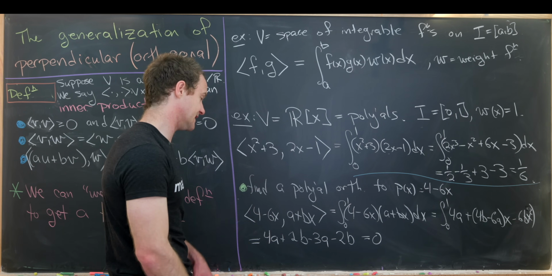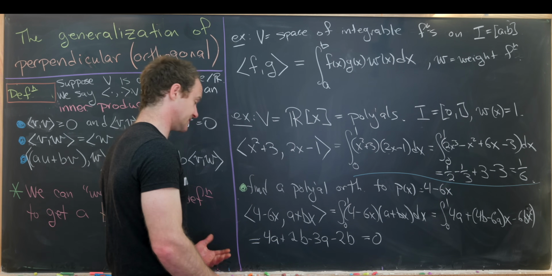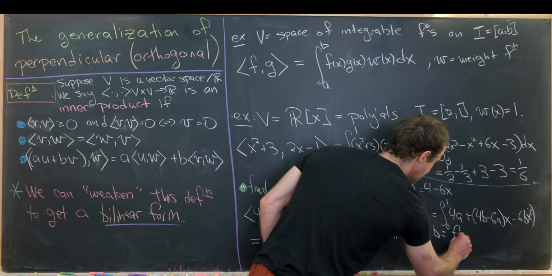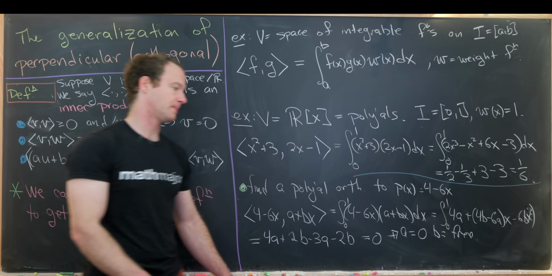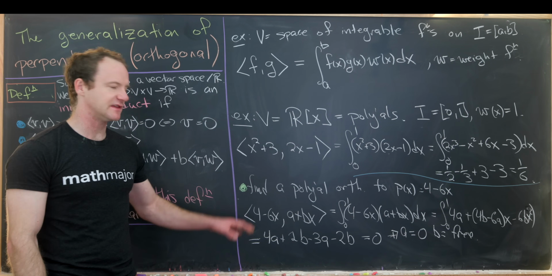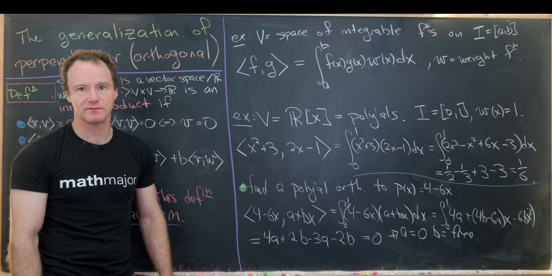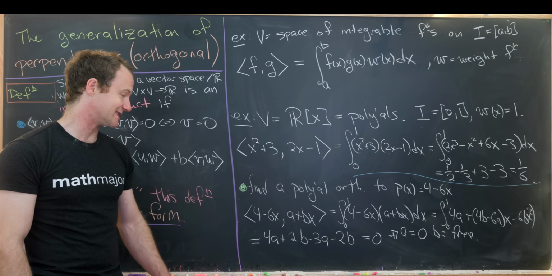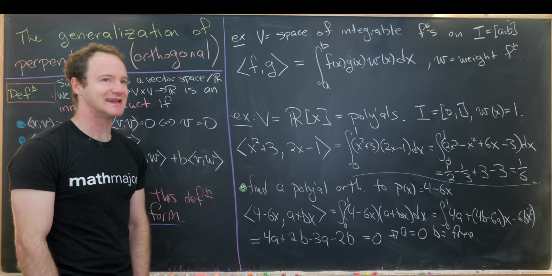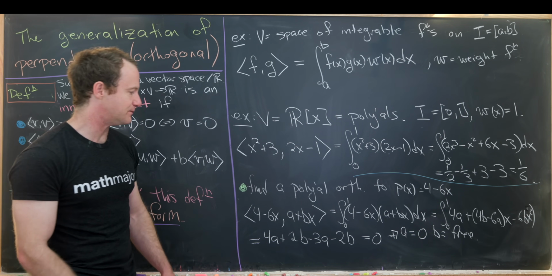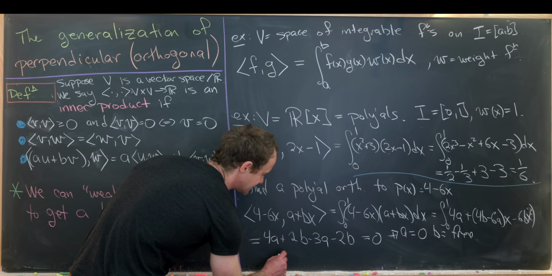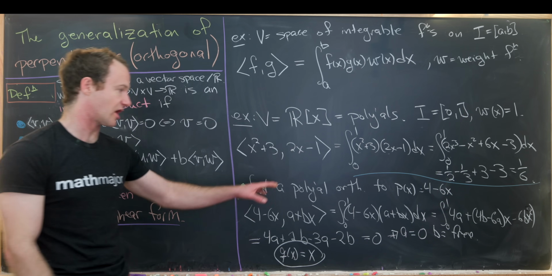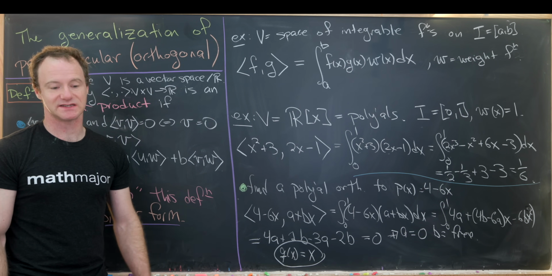4a minus 3a is a, and 2b minus 2b is 0. So that tells us that a must be equal to 0, but b is free. But if b is free, we could take it to be anything, which makes sense because there should be infinitely many vectors that are perpendicular or orthogonal to 4 minus 6x, just given the fact that you can take any scalar multiple. So let's maybe take b to be equal to 1, and notice that the polynomial, which I'll call q of x, which is equal to x, is orthogonal to 4 minus 6x.